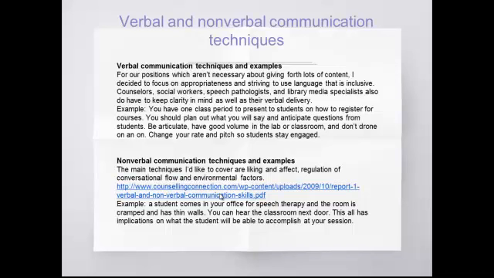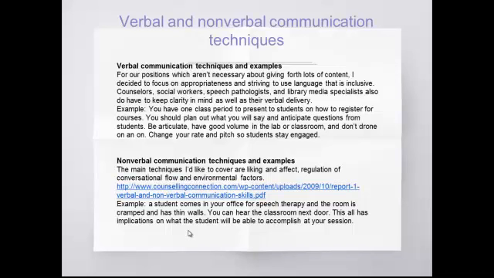One of the examples I have could be where you're working with a class of students on class registration. Plan out what you will say, anticipate questions, be articulate, have good volume in the lab or classroom. Don't go on and on. Kids will want to get the information and then go ahead and register. At least that's what I've seen. Change your rate and pitch so students stay engaged. That's always just general public speaking technique.